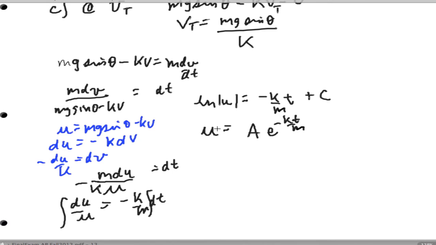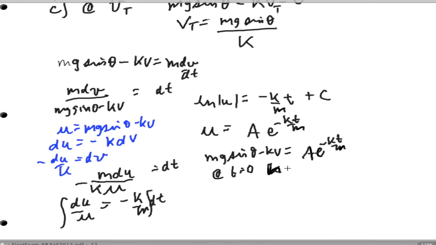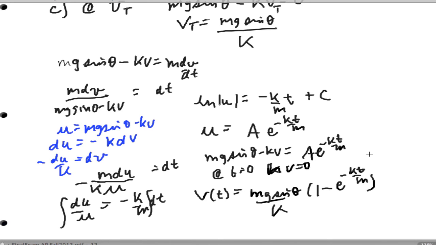And I'm going to go ahead and simplify. I'll just do a back substitution here, so mg sine theta minus kv equals a e to the negative kt over m. Now I know that at t equals 0, v equals 0. So I'm going to substitute back and solve for a, and when I do, I get that v of t equals mg sine theta over k times 1 minus e to the negative kt over m. So I did skip quite a few steps, and I think it's because we've just done this problem a lot, so I'm hoping it's a little bit more familiar.